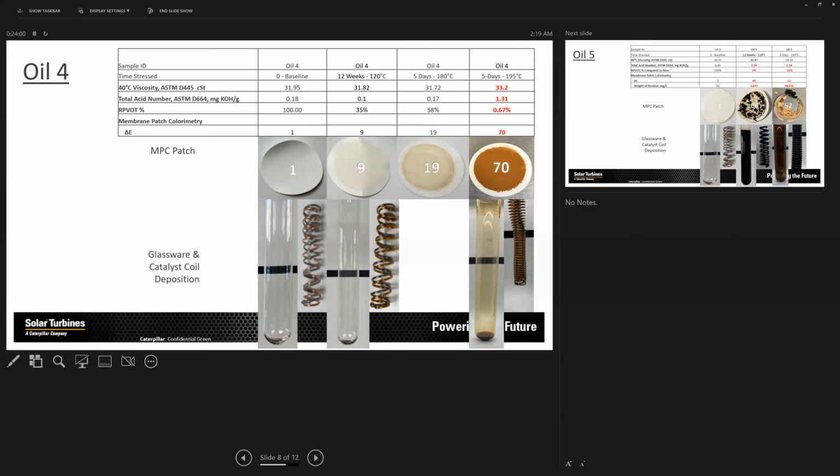There seems to be a very common pattern. Antioxidant consumption is at a very high rate. We also see the TAN increasing quite a bit at 1.31. And this is where we also see the viscosity starting to shift a little bit. Again, this could well be a lagging indicator of severe degradation of the oil.